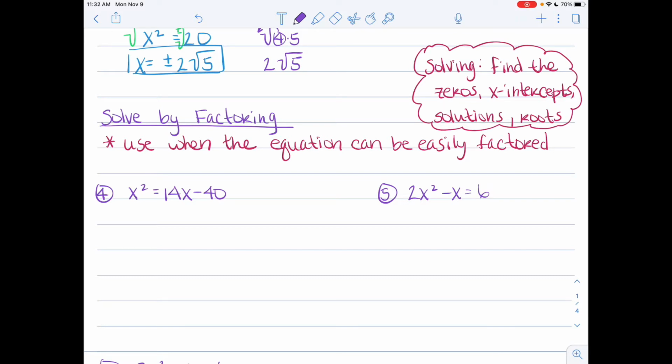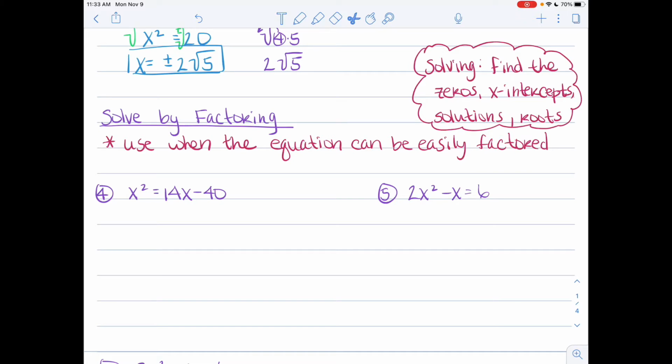I wanted to make a note here that when I say solve, there are several words that are used interchangeably. So solving means finding the zeros, the x-intercepts, the solutions, or the roots. All of those terms might be used, and they mean the same thing. It basically means that our y value is 0, and we're seeing where the quadratic, the parabola, crosses the x-axis. And so solving by factoring can be used when the equation can be easily factored.